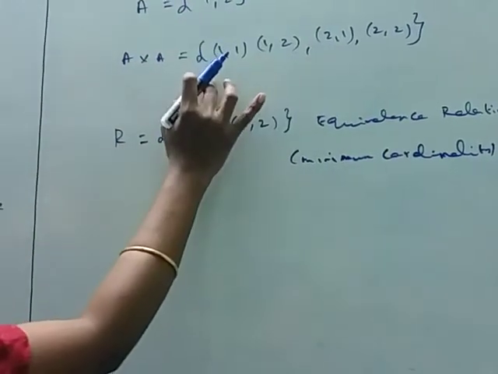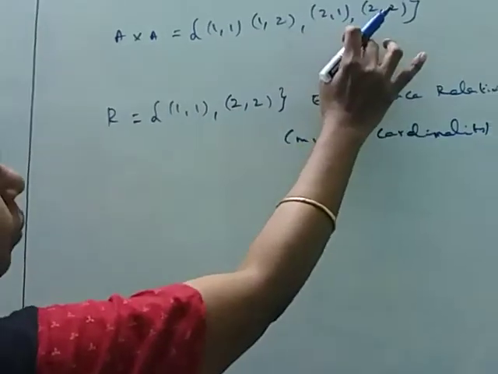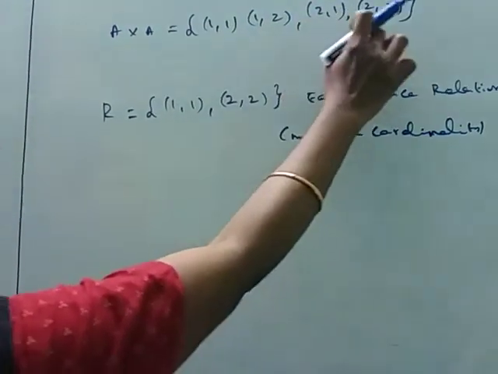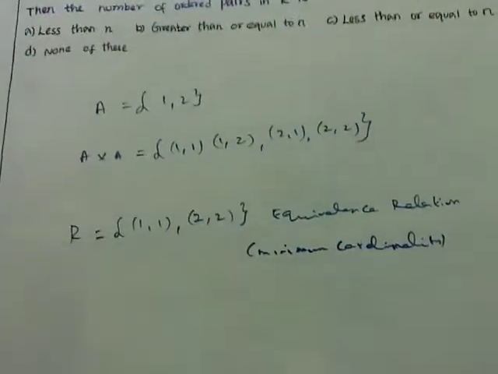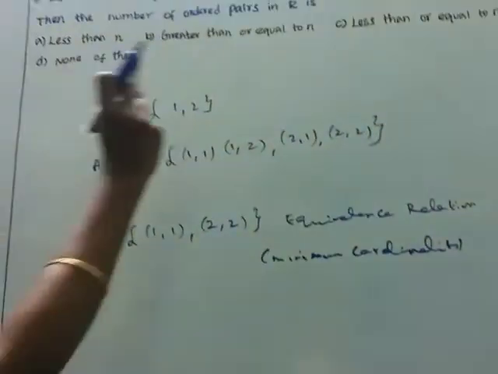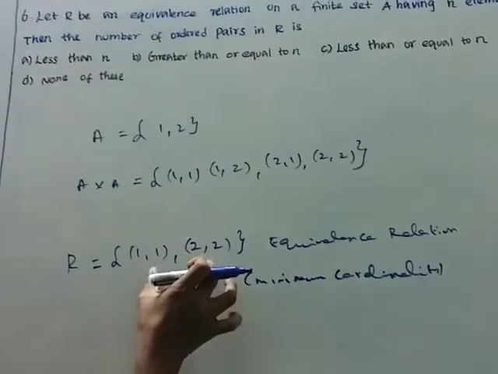But in the relation we have greater than or equal to n, that is 1, 2, 3, 4. In that relation we have 4 elements. Here also 2 elements. So the options are less than n, greater than or equal to n, less than or equal to n, none of these. So what will be the answer? Less than or equal to n, or equal to n.